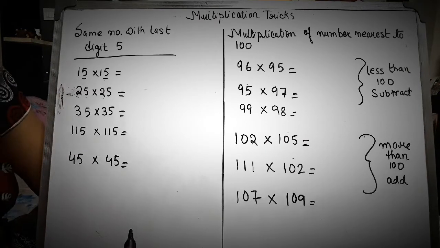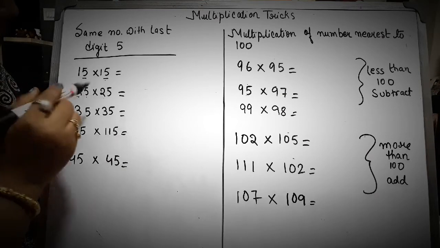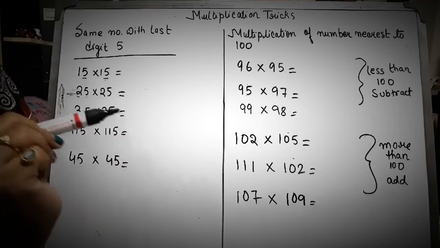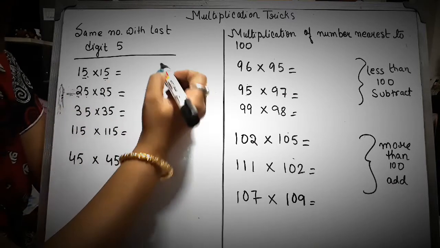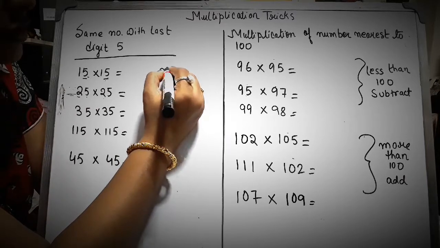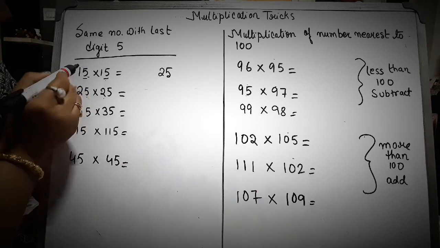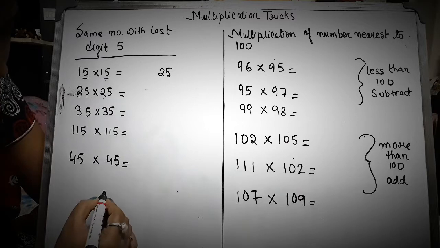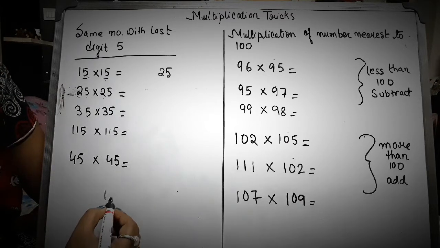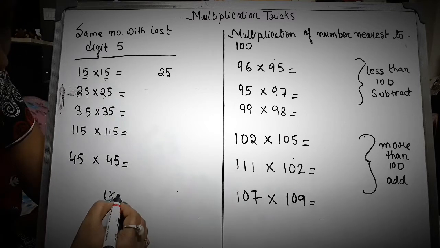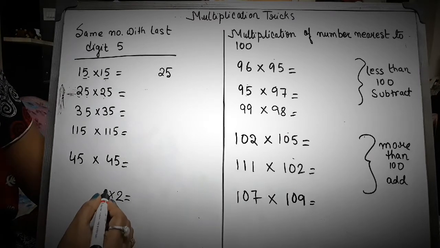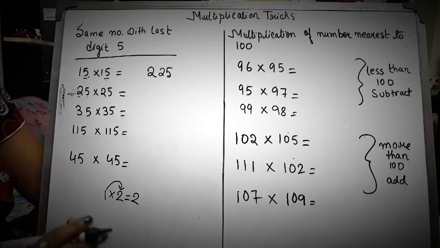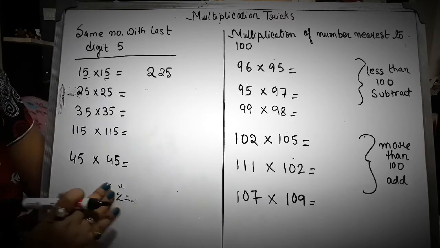Okay, let's start. So first, when we get this type of number, same number, very easy process. 5 into 5, we will write down 25. Clear? And what is the number in the tens place? That is 1. So we will take 1 and multiply with the after number of 1, that is 2. So 1 into 2, answer is 2. So we can write down 225 is the answer.